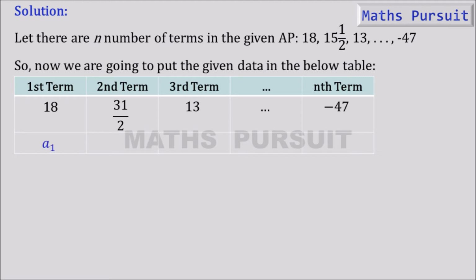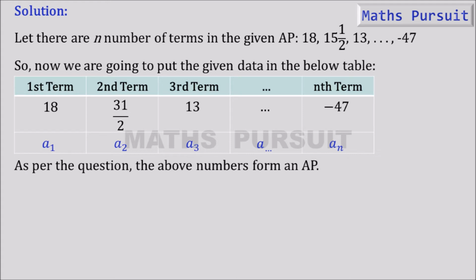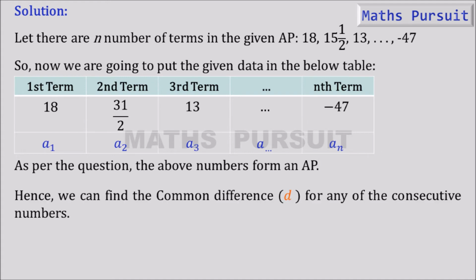Now naming A1 to the first term, A2 to the second term, A3 to the third term, and AN to the nth term. So guys, I am naming A1, A2, A3, AN so that it would be easy while making the calculations. As per the question, the above numbers form an AP. Hence, we can find the common difference for any of the consecutive numbers. So guys, as we know that the given number sequence is an arithmetic progression, that means we can find the common difference of any of the terms, because whichever terms we take, the difference would be the same.